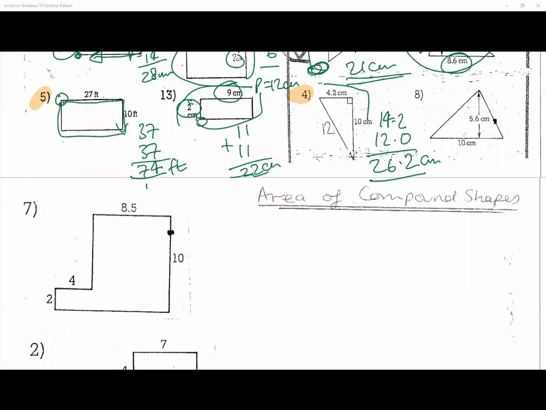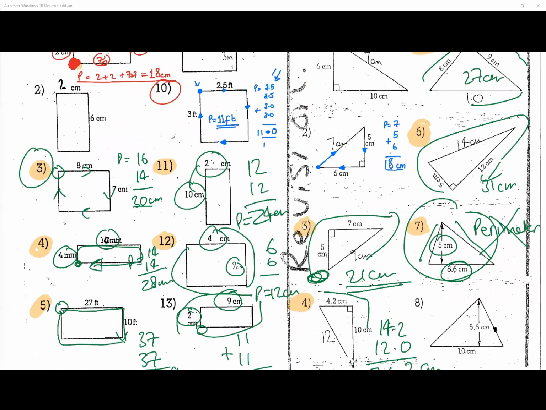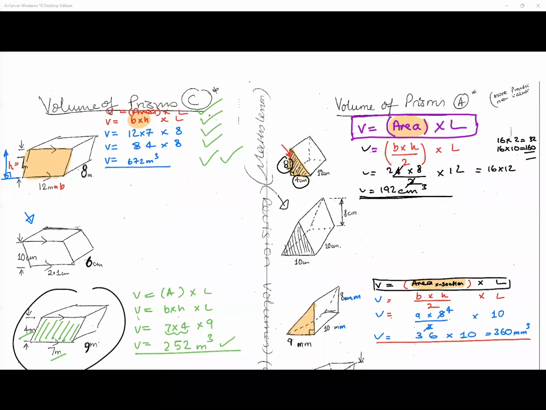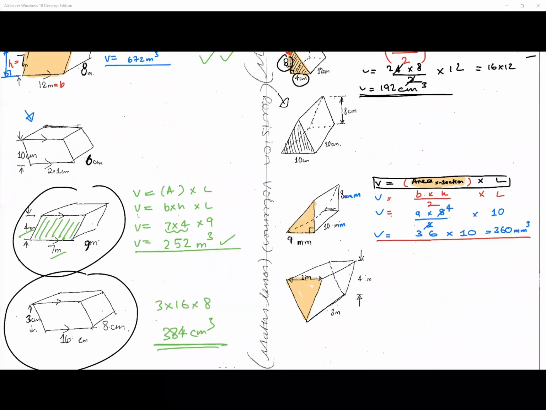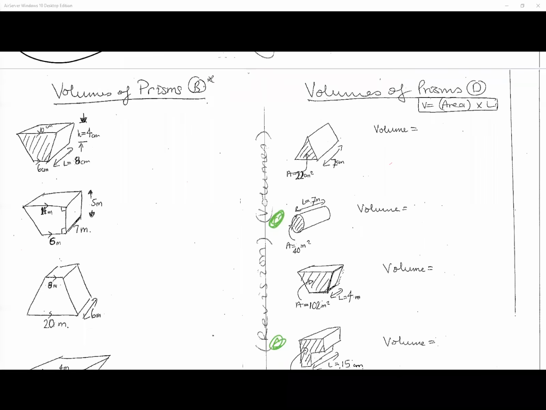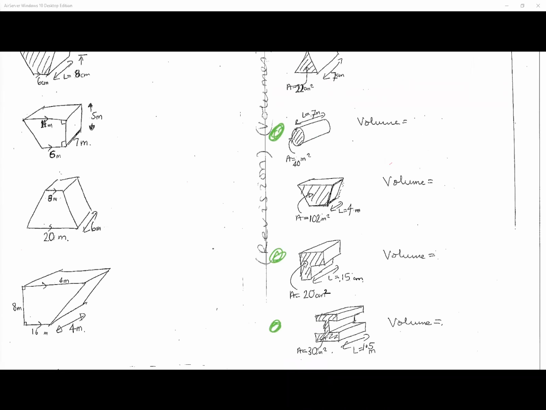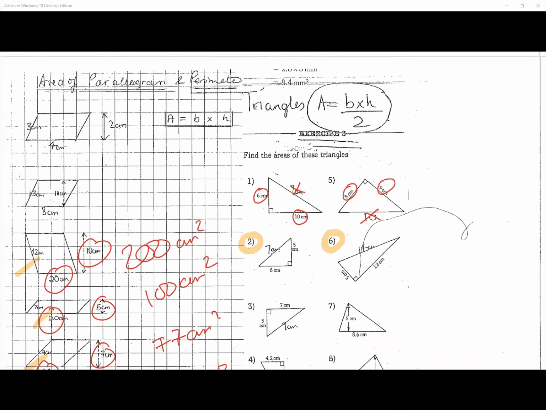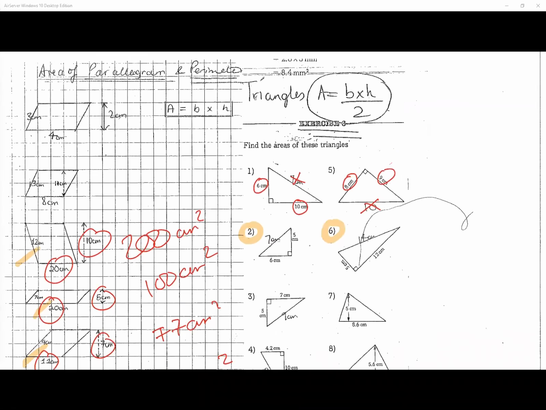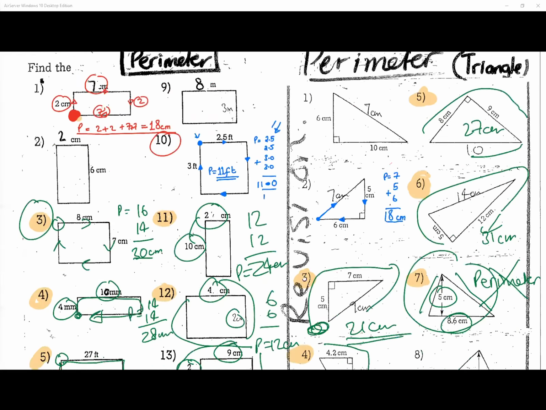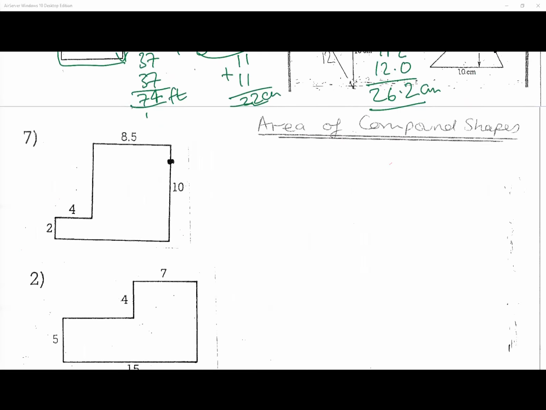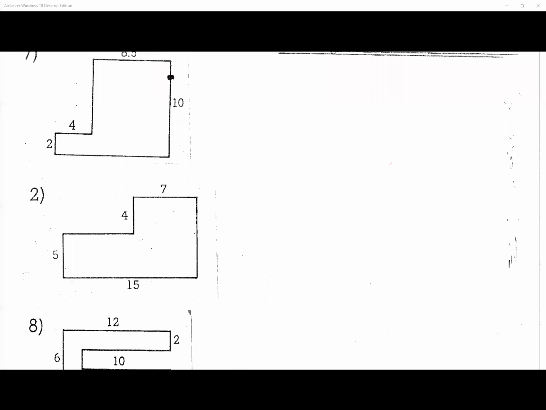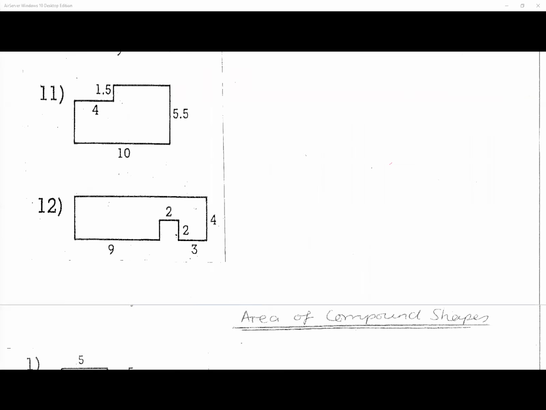Okay, folks, we're going to move on to area of compound shapes. So we've done lots of revision today, starting all the way at the volumes of prisms, which we revised last lesson. We've done volumes of prisms, more questions which Suleiman did on the visualizer, area of parallelograms revision, area of triangles revision, perimeter revision. Now the next one is, since we're doing perimeter, we could do the perimeter ones first.